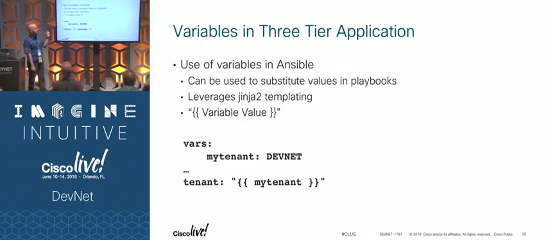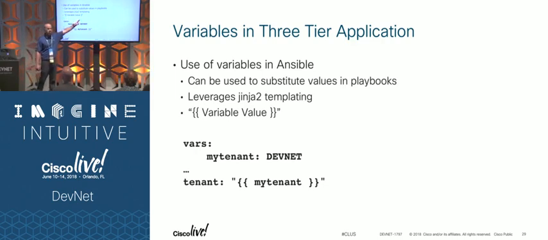Before I get to that, I want to talk about variables, and we talked about it before within the play that we ran before, creating the tenant. So we can leverage variables. It uses Jinja2 templating, so if you're already familiar with Jinja2, you'll recognize it. I can specify a variable section in my playbook where I say my tenant is DEVNet, and then I can call that variable later on in my tasks, and it will substitute DEVNet for each instance of what we identified here.